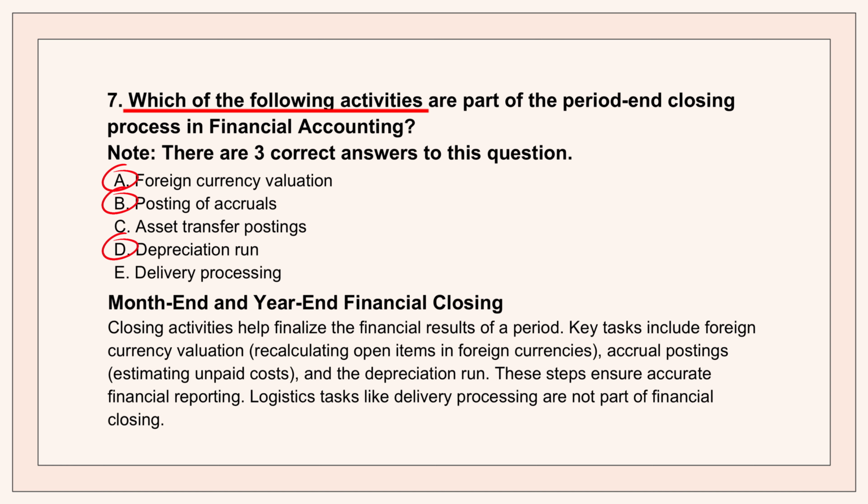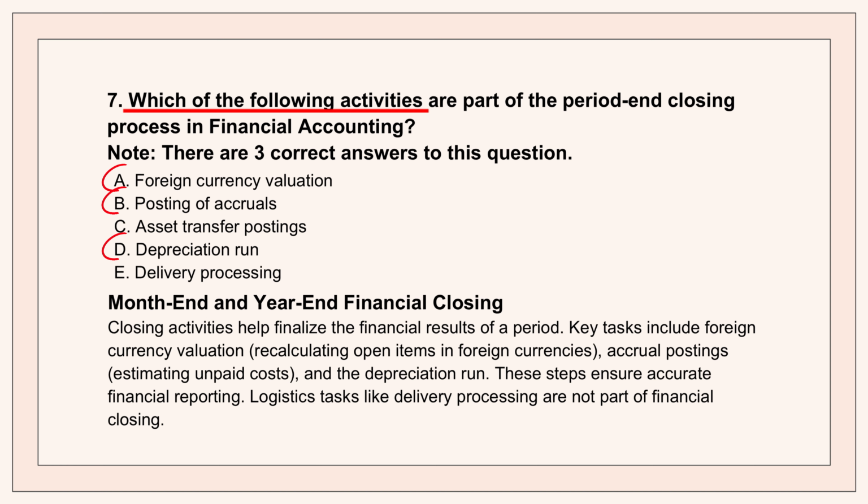Then B, posting accruals. This is all about the matching principle, right? Making sure revenues you've earned and expenses you've incurred are actually recorded in the period they relate to, even if the cash hasn't moved yet. You post accruals and deferrals to get that timing right. Okay. And depreciation run. As we just discussed, the depreciation run, posting that expense for using your assets during the period, is absolutely a fundamental part of closing the books correctly.